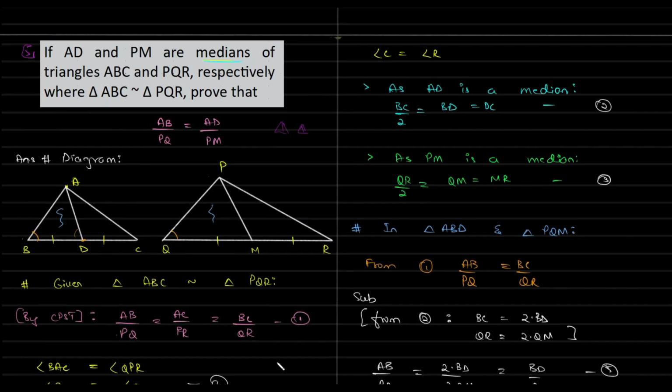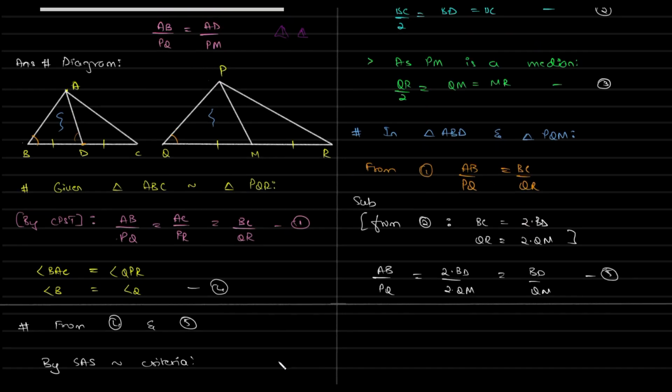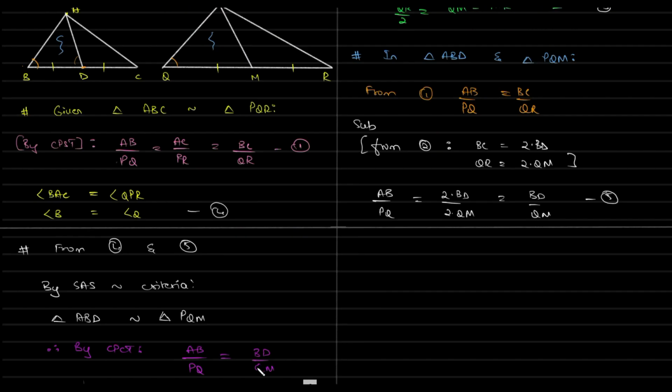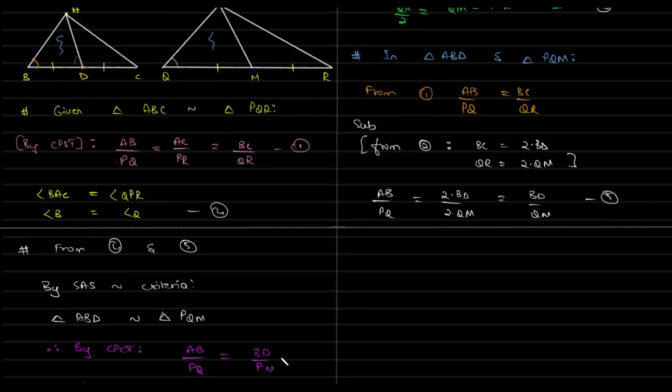Wait, what? Okay, yeah, that's the one. No, not QM, PM. Sorry. AD by PM. We have to prove that. Medians, no? I kind of got shocked. It's already proved. Why am I writing so much?